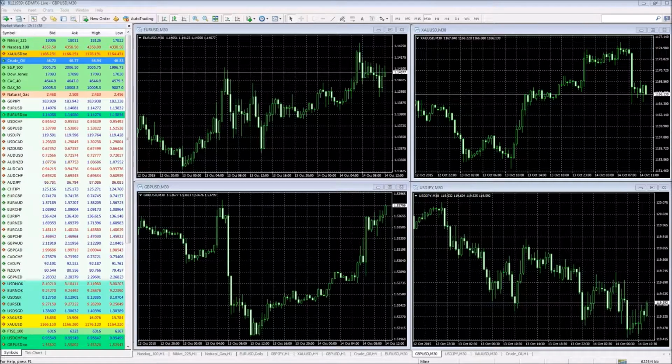So for those that have a bit of a problem with the nerves right after the release of this news, you can always wait 15 minutes after the release. And of course, the news will be digested, and then you will have your chance to trade again in the direction of the news release.